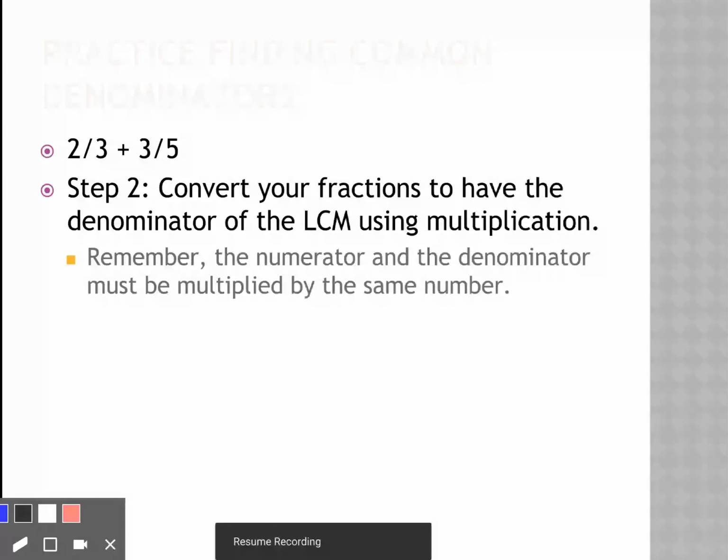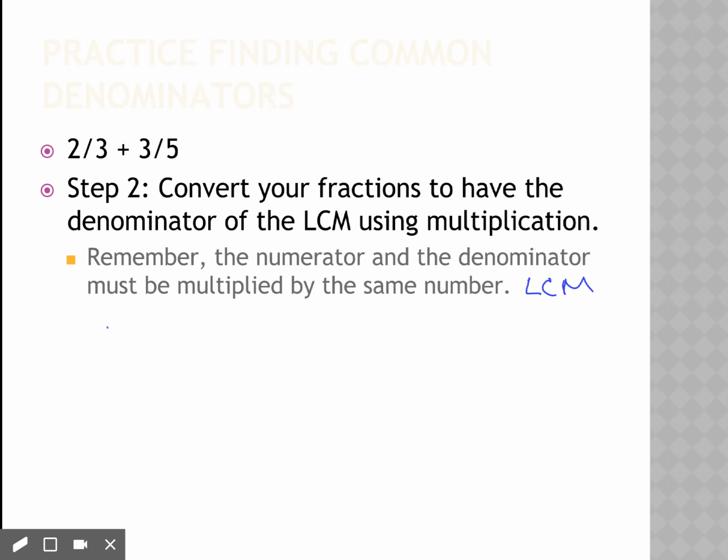So in step 2, I have to convert my fractions to have the denominator of the least common multiple using multiplication. So my least common multiple was 15. So I need to convert 2/3 into something over 15 and 3/5 into something over 15. I'm going to use multiplication, and remember, whatever I multiply the denominator by, I have to multiply the numerator by as well. So 3 times 5 equals 15.